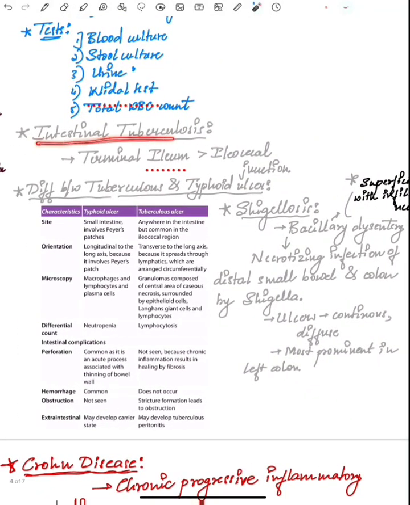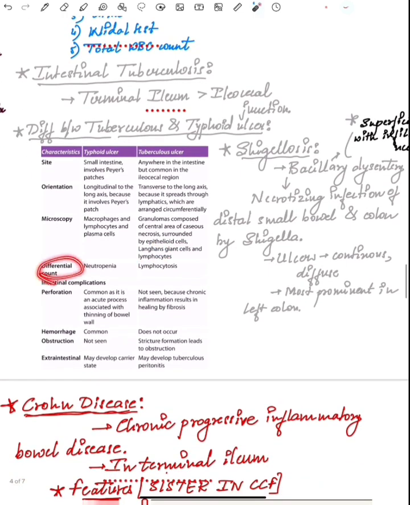Coming to intestinal tuberculosis, it is mainly of the terminal ileum, then the ileocecal junction. The difference between tuberculosis and typhoid ulcer: the site in typhoid is small intestine, in tuberculosis it can be anywhere. Orientation is longitudinal in long axis in typhoid, it may be transverse in long axis in tuberculosis. In microscopy, we can see macrophages, lymphocytes and plasma cells. Here, granulomas are composed of central area of caseous necrosis, epithelioid cells, Langerhans giant cells, and lymphocytes.